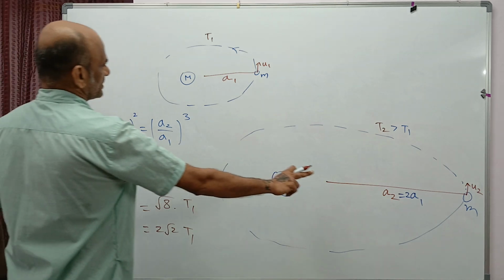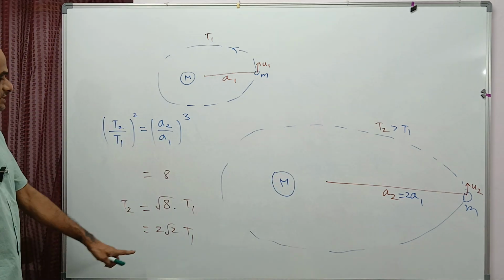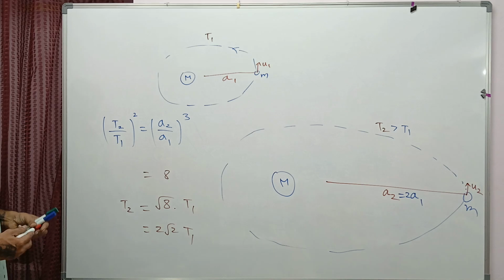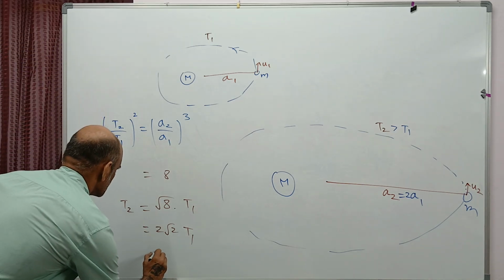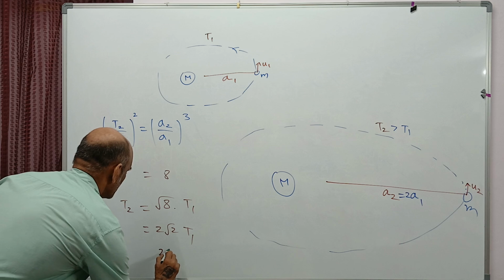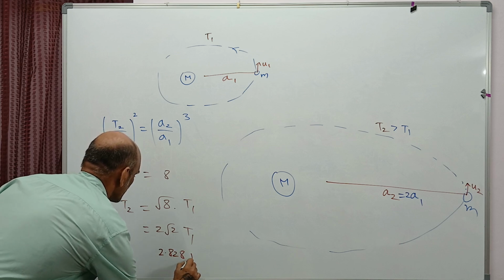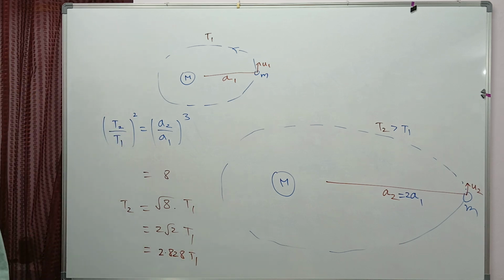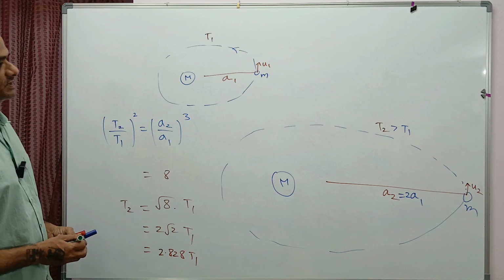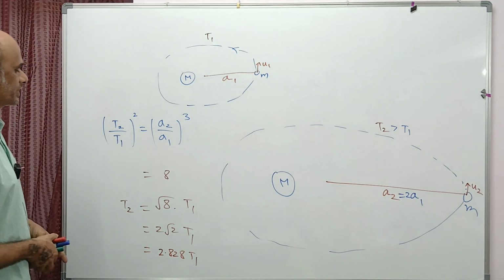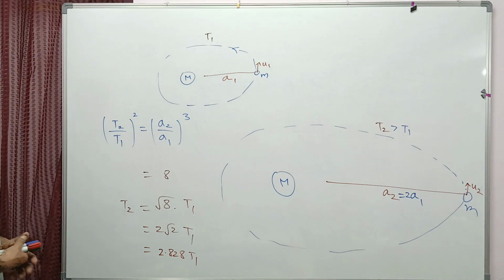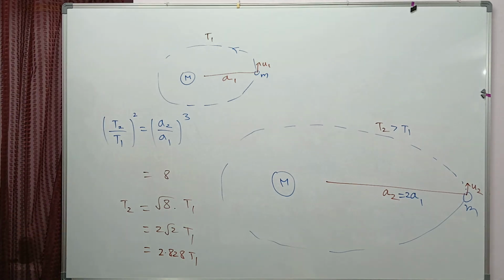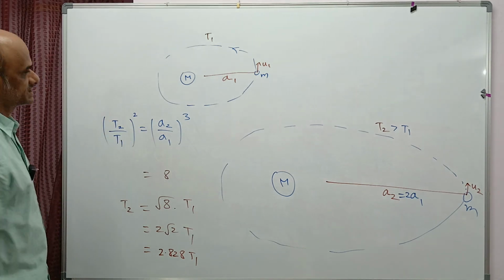So when the size of the ellipse is doubling, the time period is going up by 2 into root 2 times. Root 2 is 1.414. So this is approximately 2.828. So when the size of the ellipse is doubling, the period is going up by approximately 3 times, or 2.8 times. This is Kepler's third law. This is also again by observations.